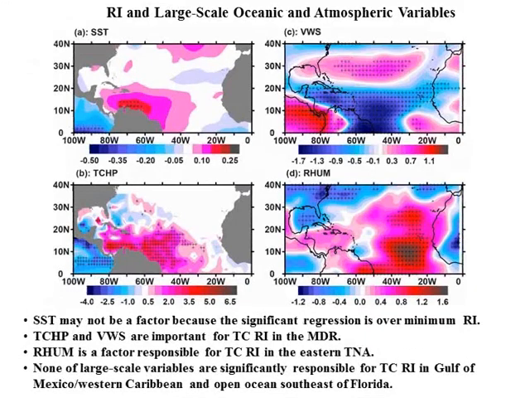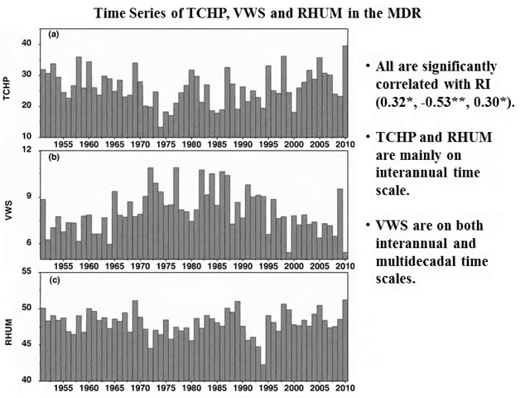We just showed that TC heat potential, vertical wind shear, and humidity are important for the I time series. So we plot time series of the TC heat potential, vertical wind shear, and relative humidity over the MDR region. You see that all time series have at least a significant correlation with I. The TC heat potential and relative humidity mainly show on the interannual time scale. However, the vertical wind shear shows both interannual and multi-decadal variation.